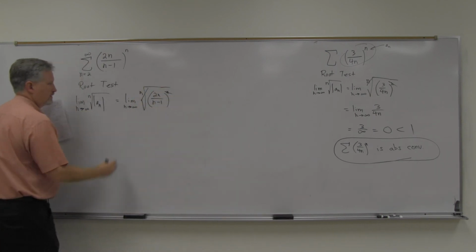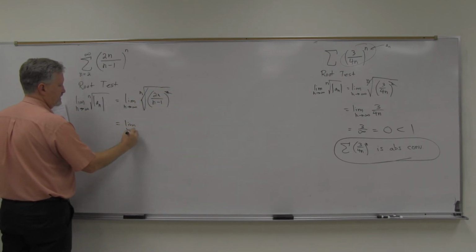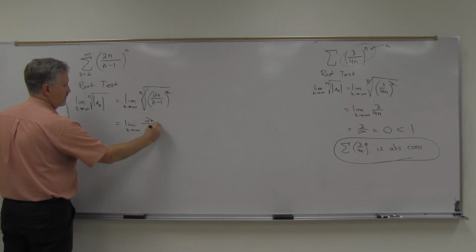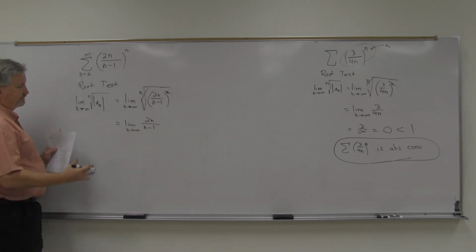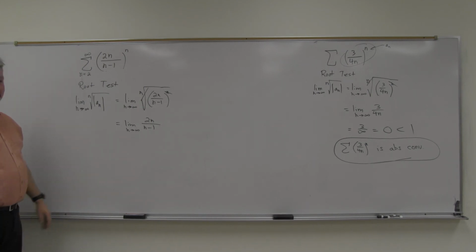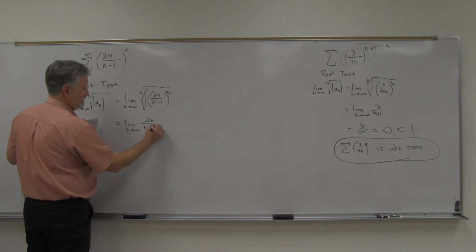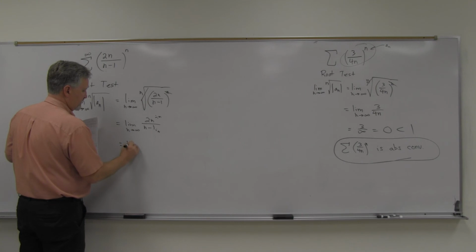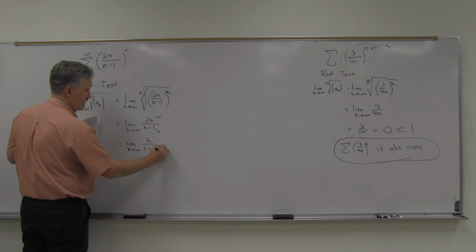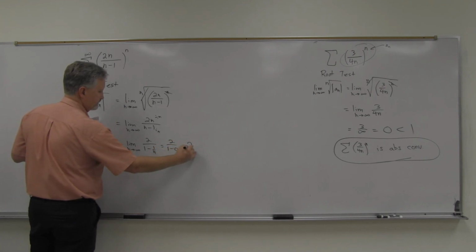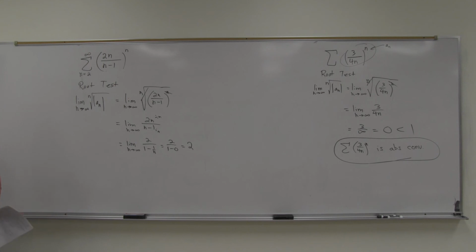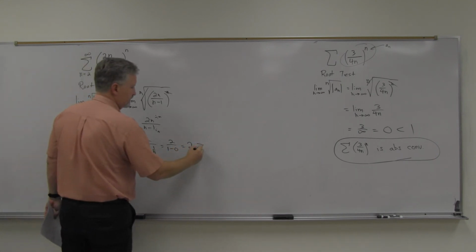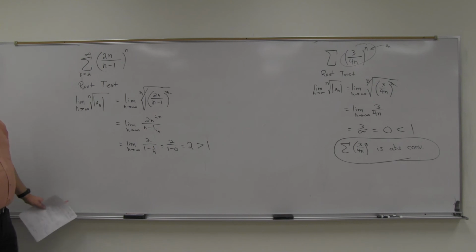The nth root of the nth power. So I've got the limit as n goes to infinity, but now it's just 2n over n minus 1. That's the nice thing about using this test for these. Fairly simple one. Just divide top and bottom by n. So as n goes to infinity, it'd be 2 over 1 minus 1 over n. That's 2 over 1 minus 0. That's 2, and that's greater than 1. Ratio and root test compared to 1. It's greater than 1, so it diverges.